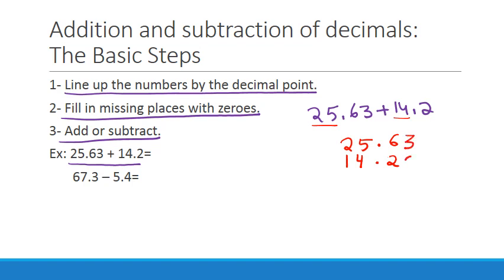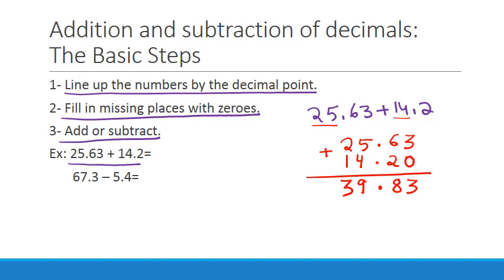If I don't have hundreds, I just put a 0. So fill in missing places with 0, then add or subtract. This is addition, so I add them. 3, 6 plus 2 is 8. I place the point and then I continue, and this is the answer.